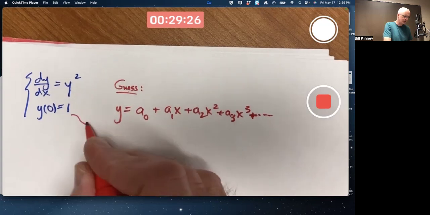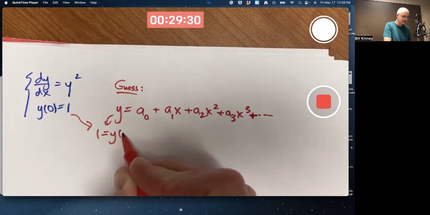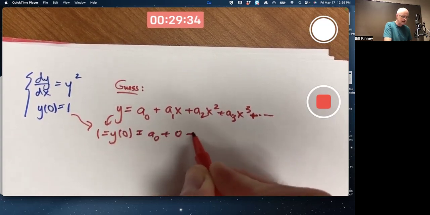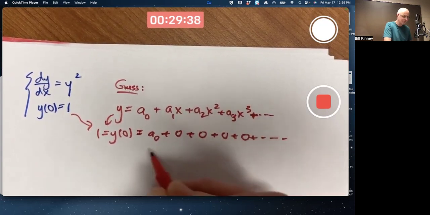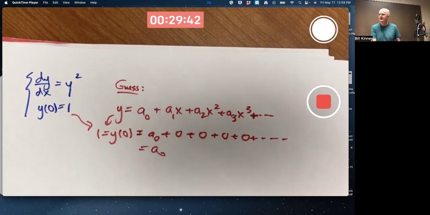The initial condition is going to tell us that A0 must be 1. So that's what A0 is. It's the same as the initial condition because it's at X equals 0. Can we figure out the other A's? Yes, we can use the differential equation.